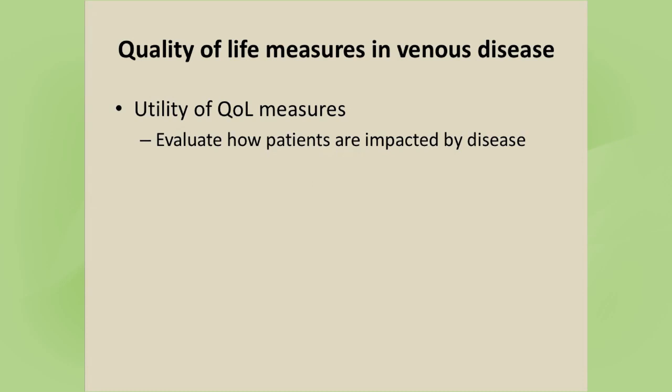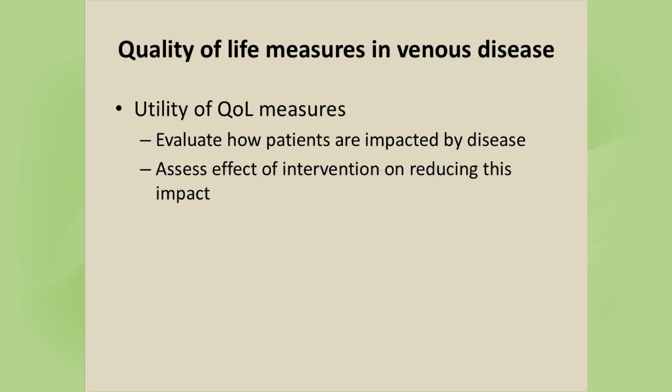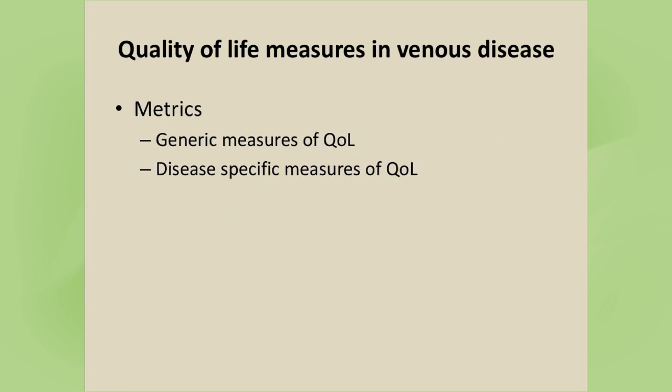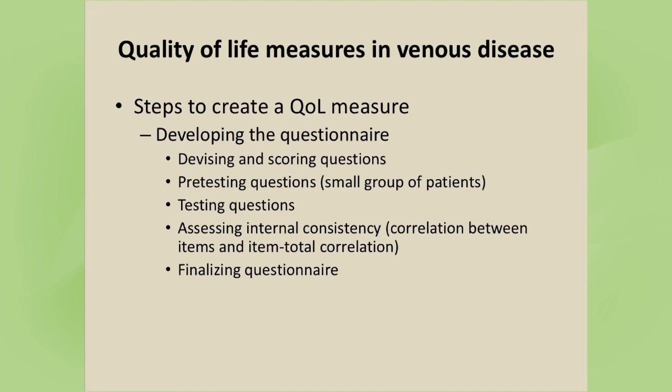Well, it helps us evaluate how our patients are impacted by disease. It helps assess the impact of intervention on reducing this impact. And it also offers a reliable and precise measurement of success and the cost of treatment. Quality of life measures can be broken down into generic measures and disease-specific measures. Now, before I go into the details of these, I would like to say a few words about creating a quality of life measure.